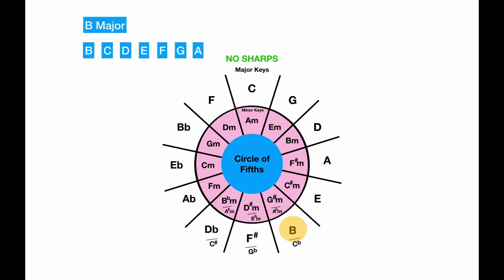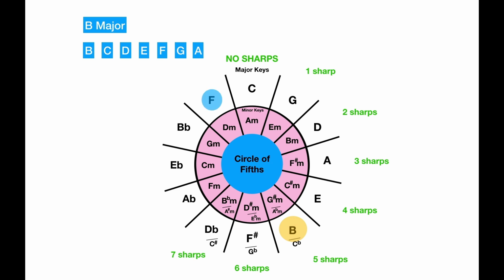So we know that C has no sharps in it, and we know that we add the sharps one by one as we move around the circle clockwise. So if you look at B, we can see that there will be 5 sharps in it. So what 5 sharps will they be?